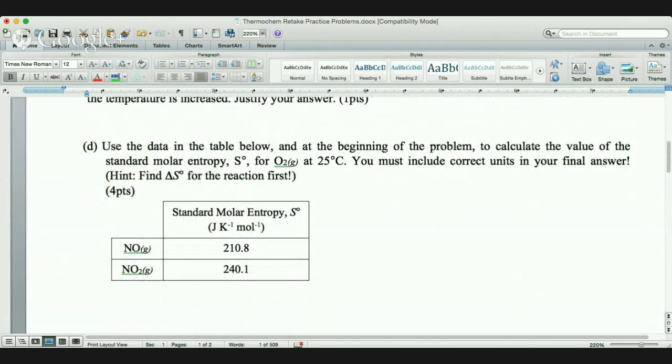Now, this is not the same as delta H. You can have S naught. You can have inherent entropy in a molecule. If it's in its standard state, it still has entropy. It's not like it's 0 for delta H. So my big hint here is find that delta S first. Okay, go ahead and answer it now.